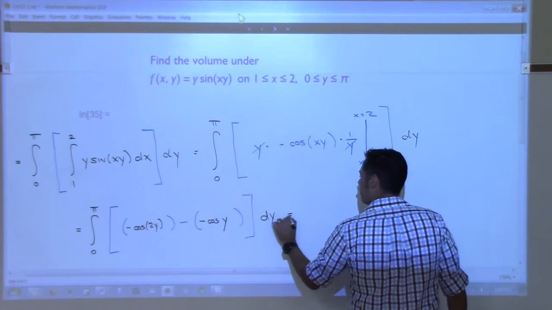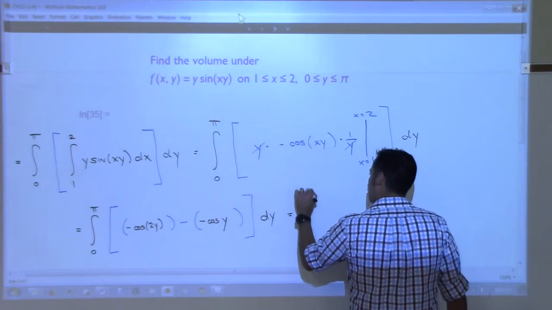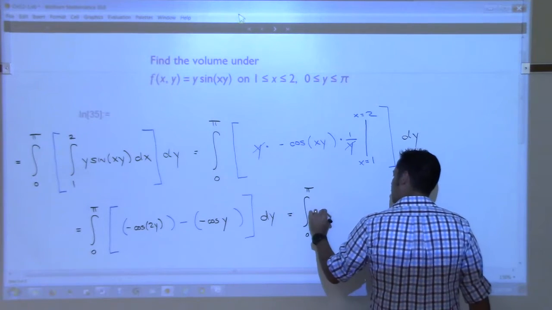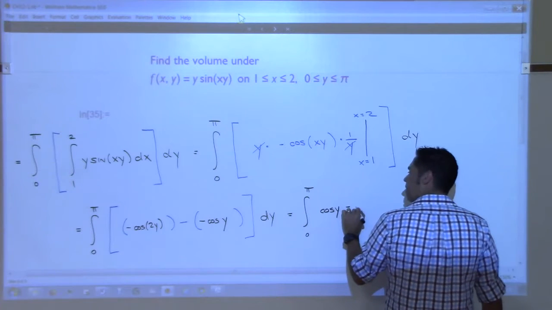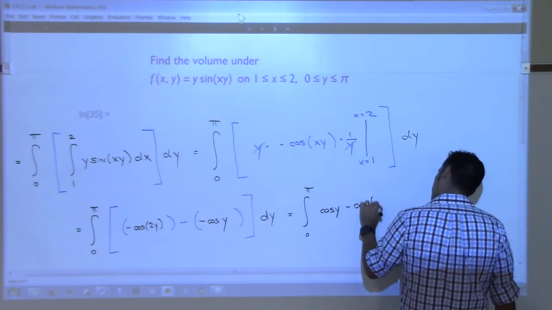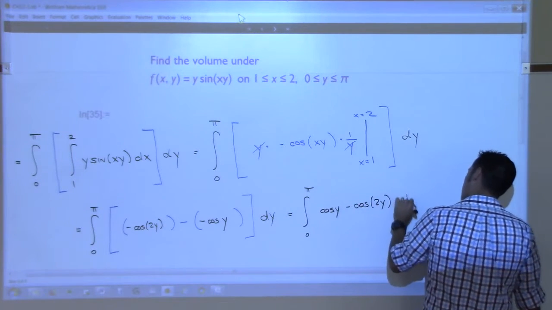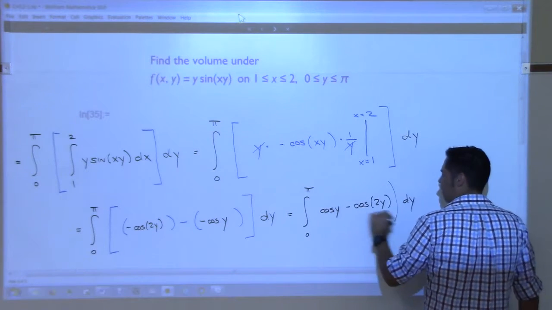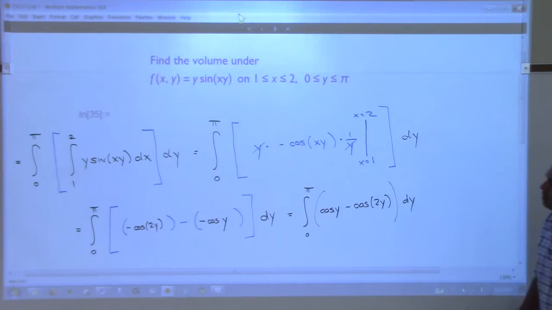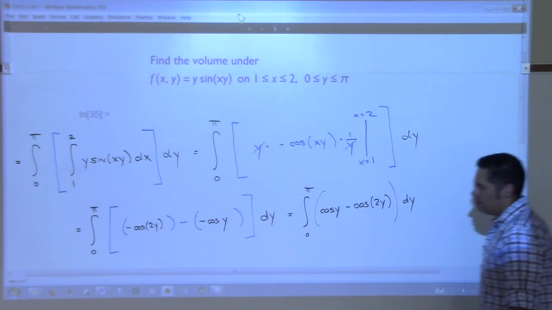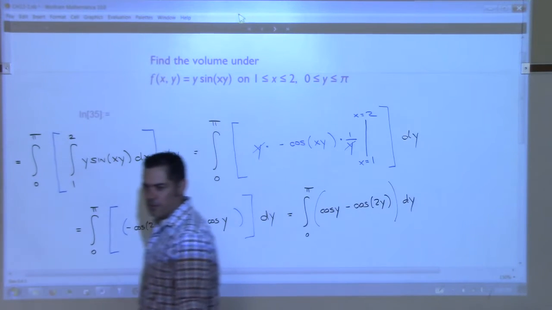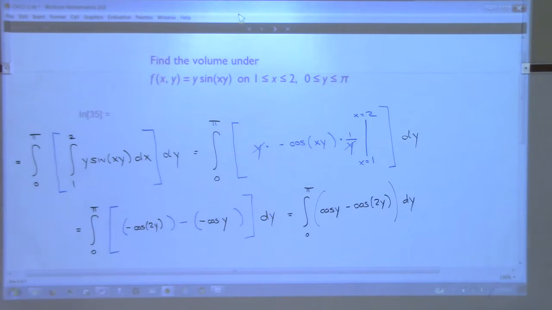Which equals the integral from 0 to pi of cosine y minus cosine 2y dy. Right, I just made the double negative positive and moved it out front. All right, you feel okay taking the antiderivative of that? Yeah, see, looks like we're not going to need integration by parts at all.